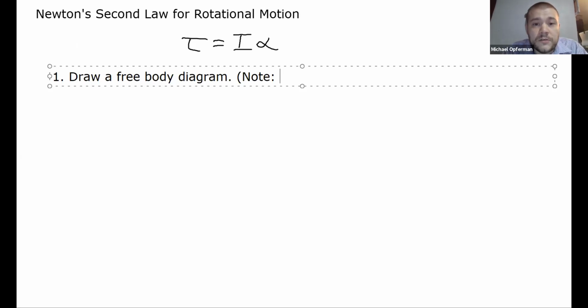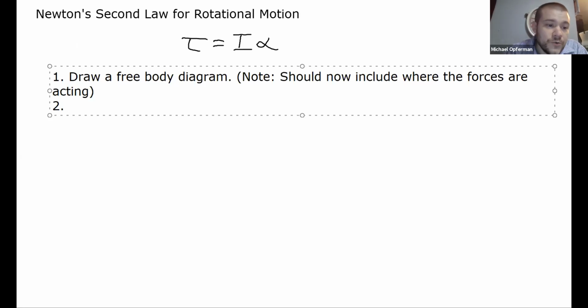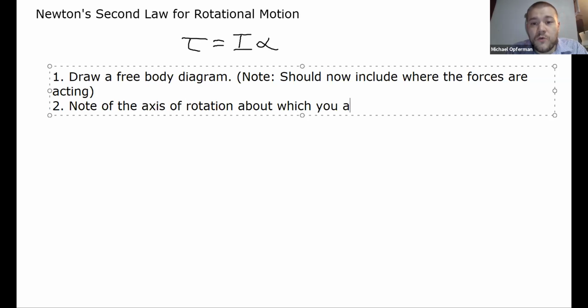Just take note that your free body diagram should now include where the forces are acting, in addition to the information that had to be in there before in terms of the magnitude and direction of each force. We have a second step beneath that, which is new: you also want to make note of the axis of rotation about which you are doing all of these calculations.